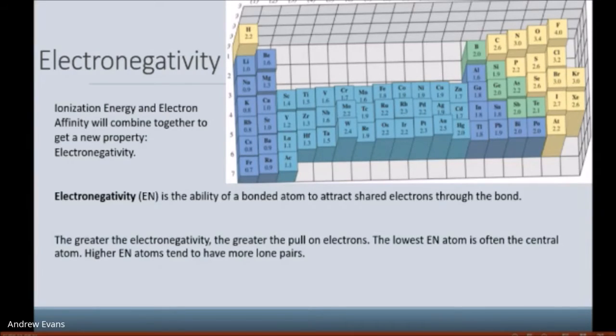But generally, atoms with higher electronegativity tend to have more lone pairs. Elements with lower electronegativity tend to be the central atom. So when we draw these Lewis structures, the low electronegativity atoms are usually in the center. The high electronegativity atoms are usually around the borders, and they have a bunch of lone pairs associated with them.